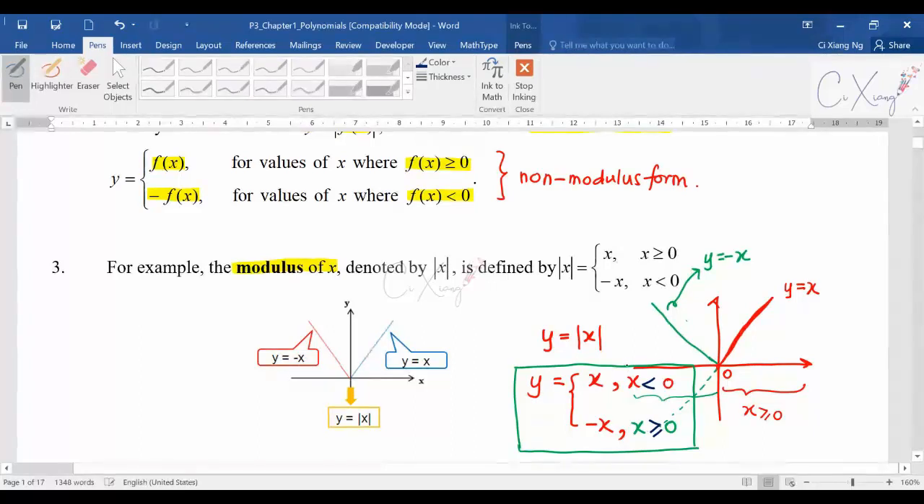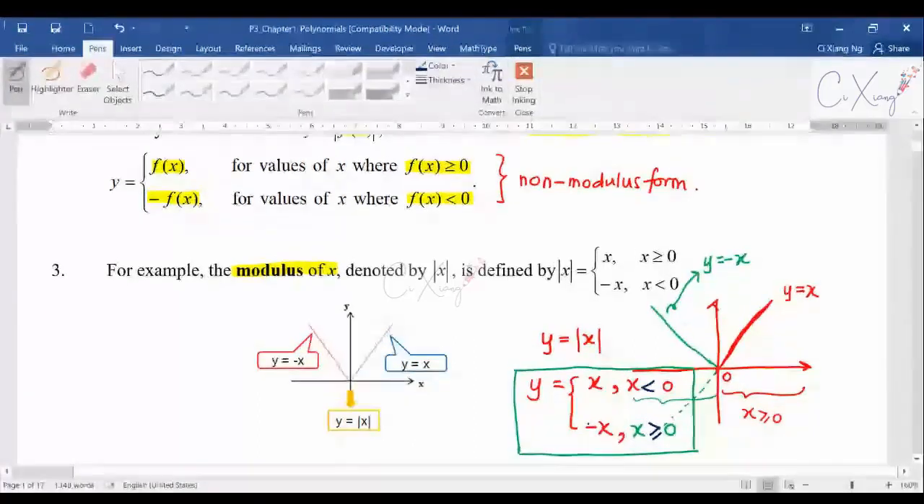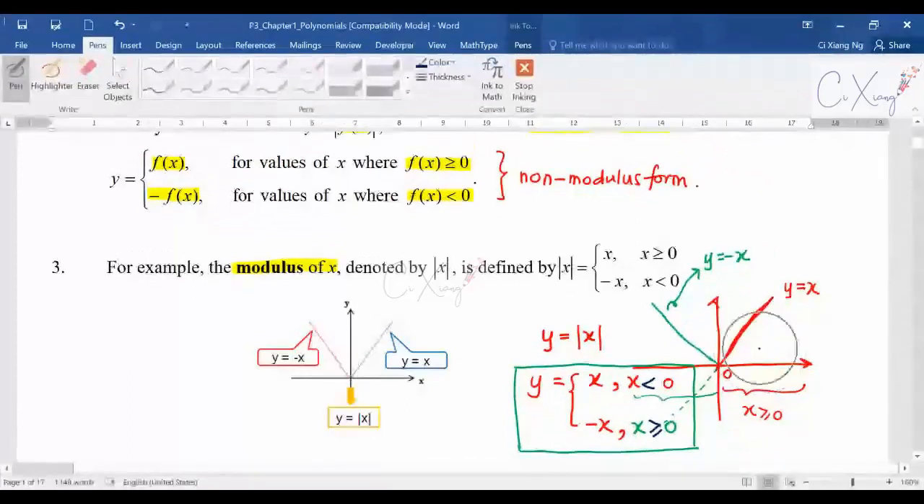So again, this is what we have for the non-modulus form, and this is what you have for the modulus graph. So how do we link them together? Generally they are linked with each other, right?